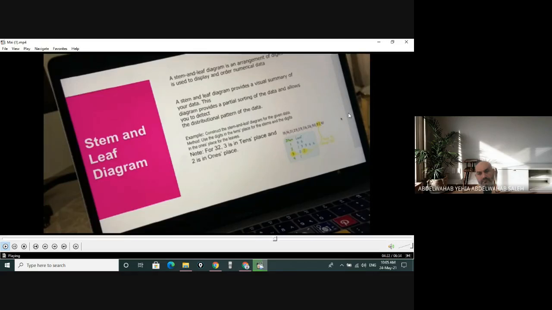Example, constructing the stem and leaf diagram for the given data. Method: use the digits in the tens place for the stem and the digits in the ones place for the leaves. Note, for 32, 3 is in the tens place and 2 is in the ones place, as you can see in the picture below, which is explained as well.